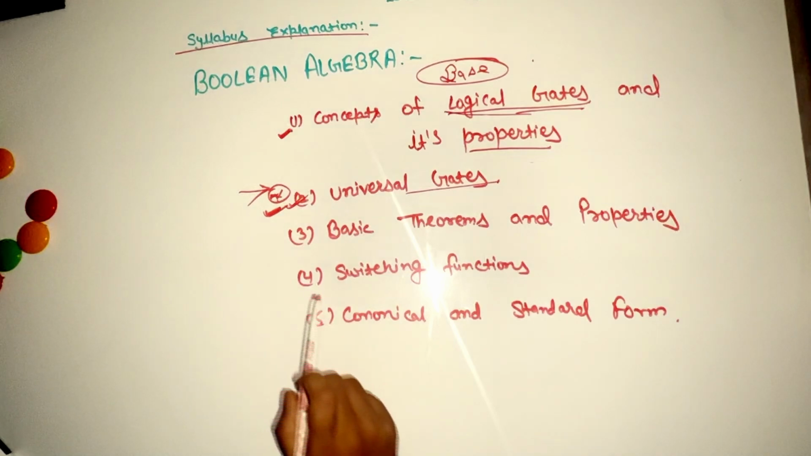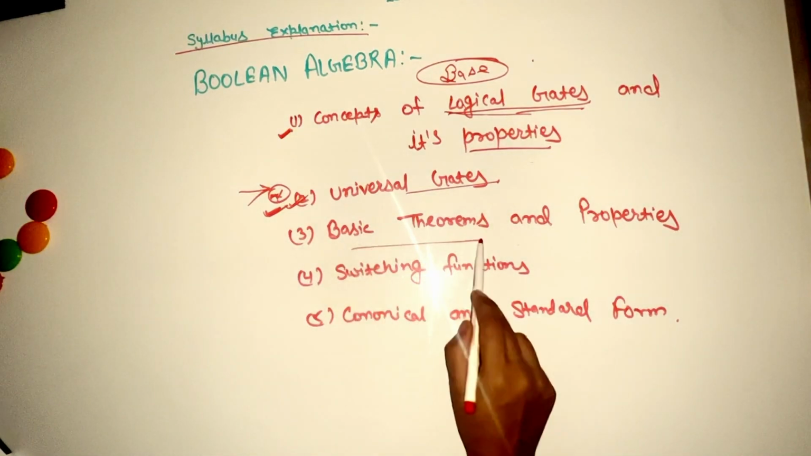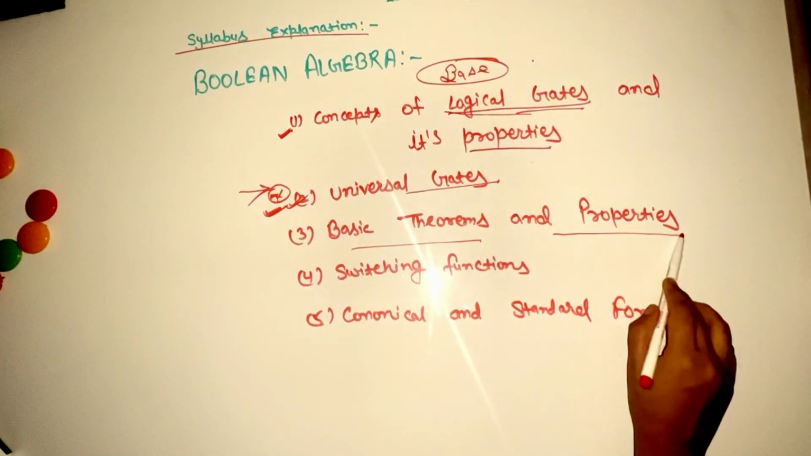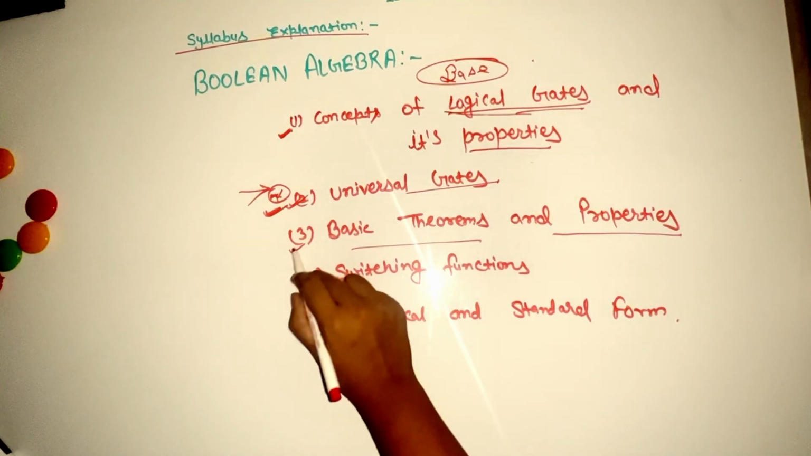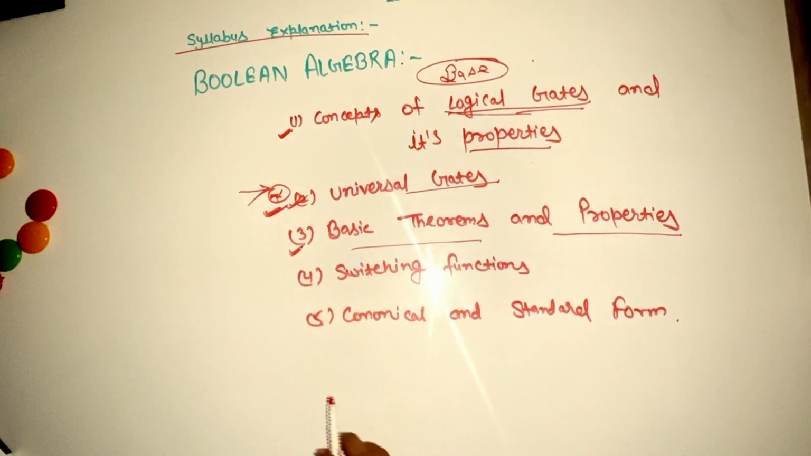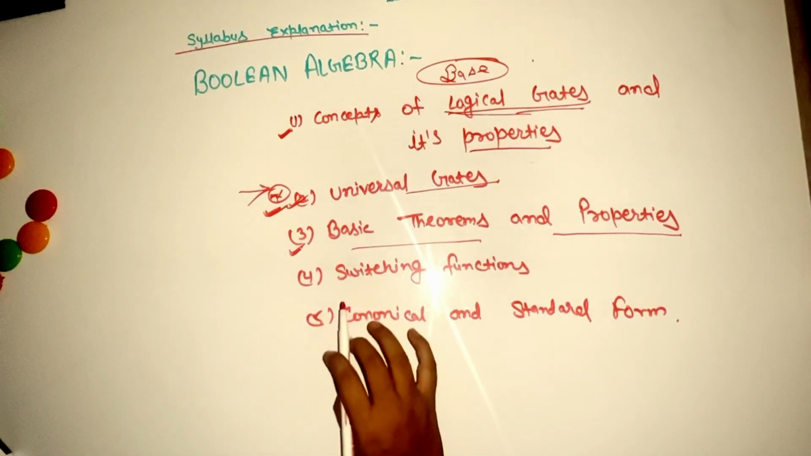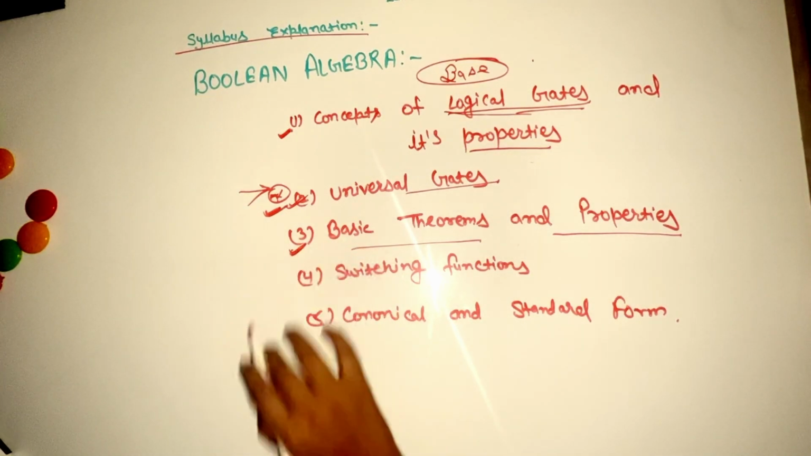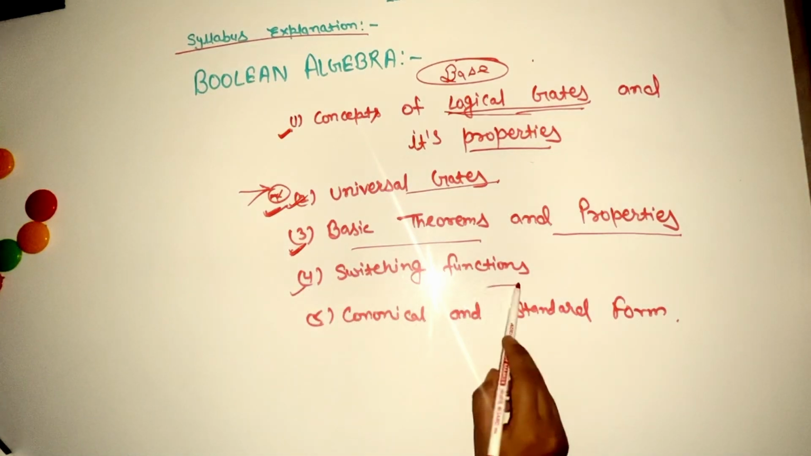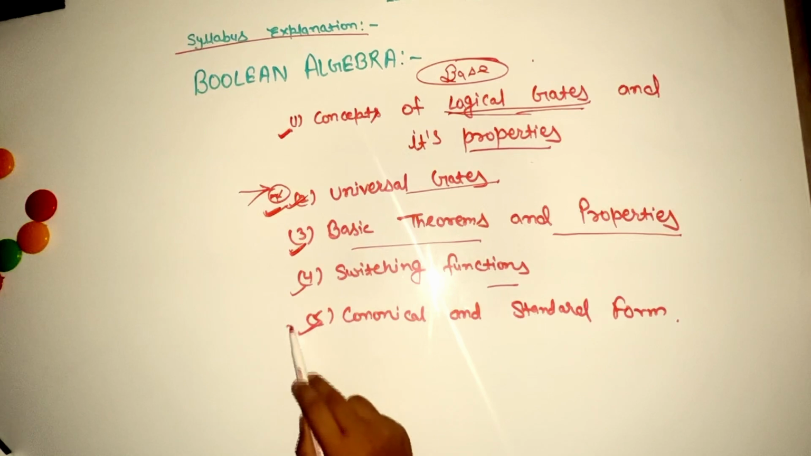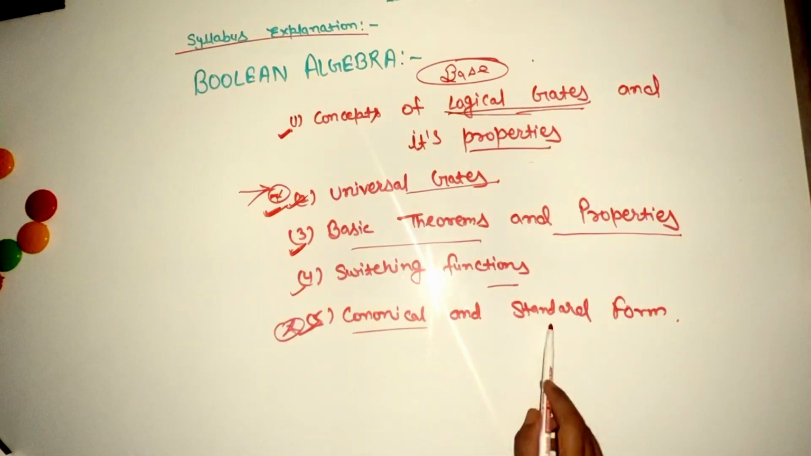Now after that we are going to learn about the basic theorems and its properties, like De Morgan's theorems and many theorems, which we are going to learn one by one in each video. Now we also learn about the switching functions, and the main topic is we are going to learn about the canonical and standard form.